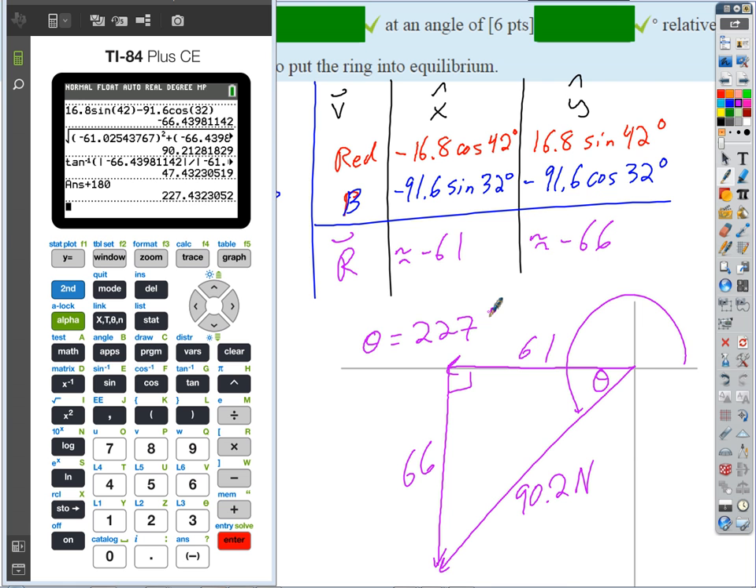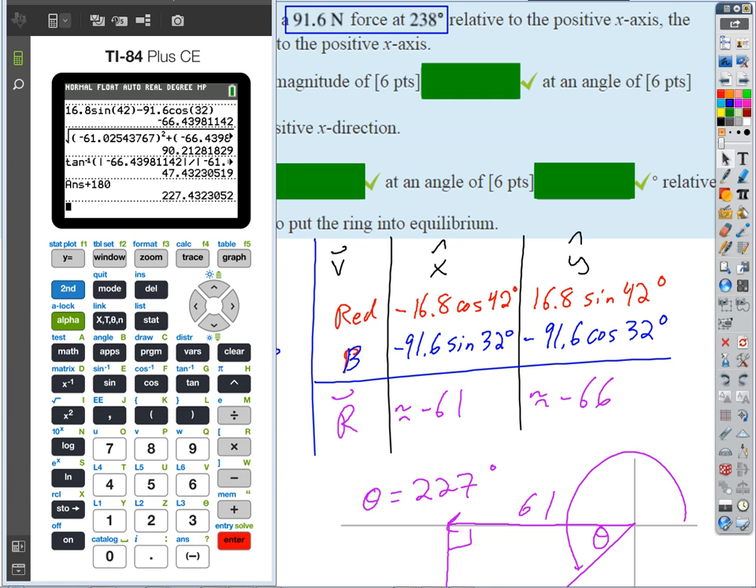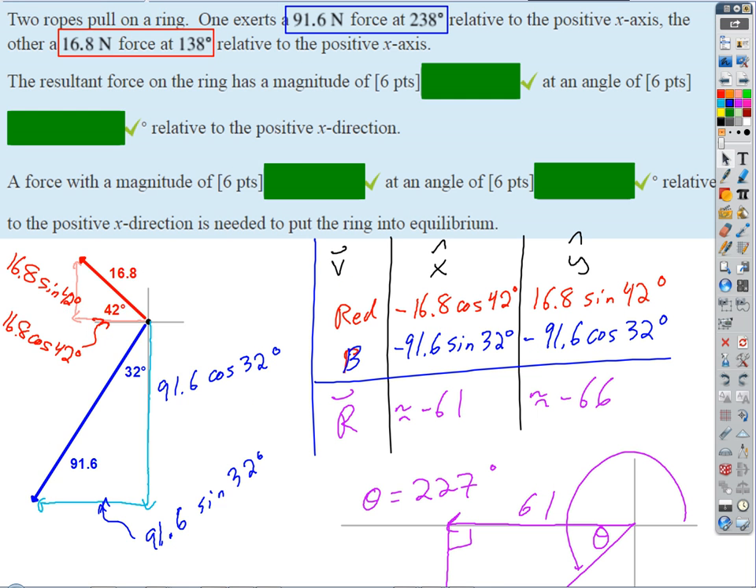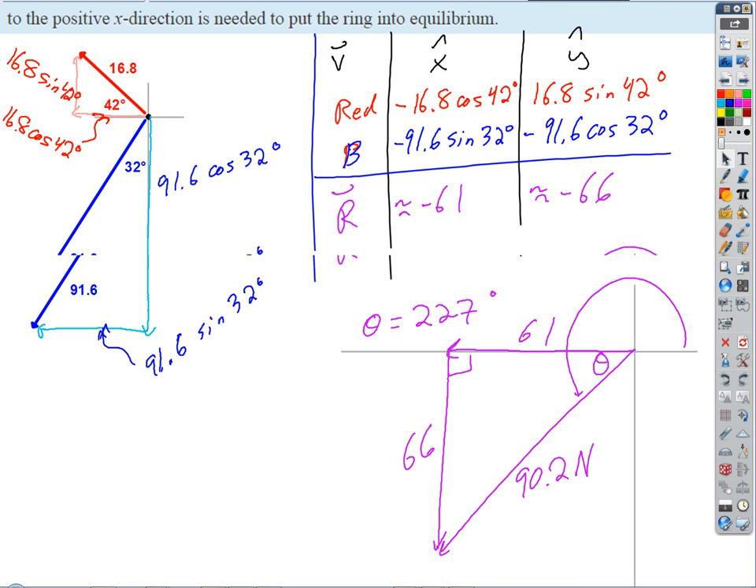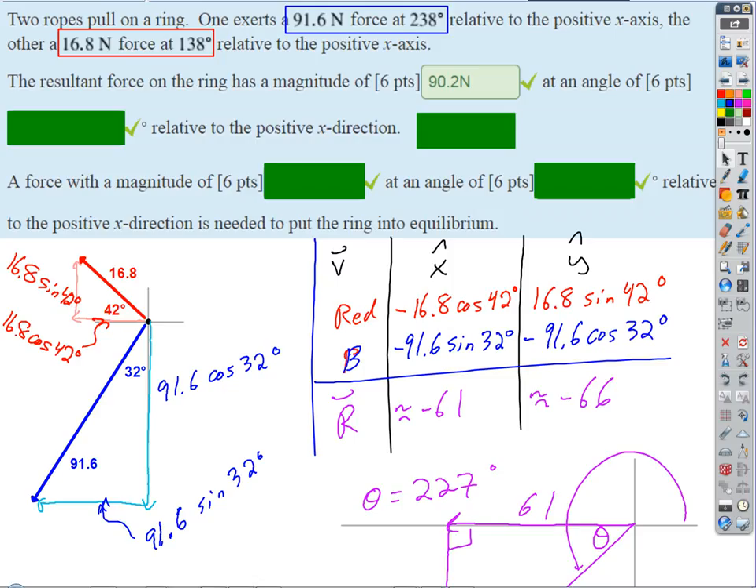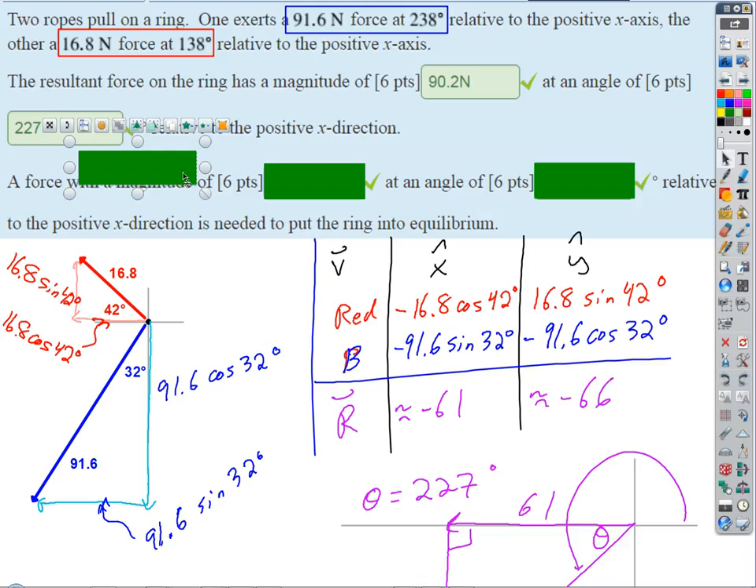Okay. And if we go up here, let's just see what we got. So 90.2, is that what we had? Oh, yeah, 90.2. And the angle is 227. Okay. So then the other ones, I don't have to do any work at all, do I? Because that's the net force of those two forces that are acting.